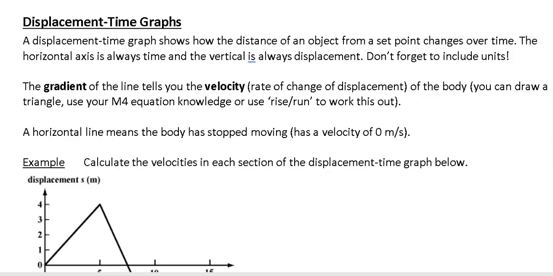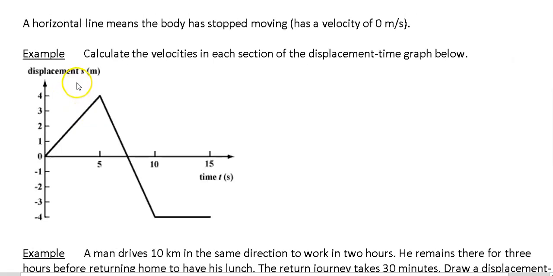So displacement time graphs. A displacement time graph shows how the distance of an object from a set of points changes over time. The horizontal axis is always time and the vertical is always displacement. And don't forget to include the units. Okay, let's just look at this example and we'll explain what is happening in this example.